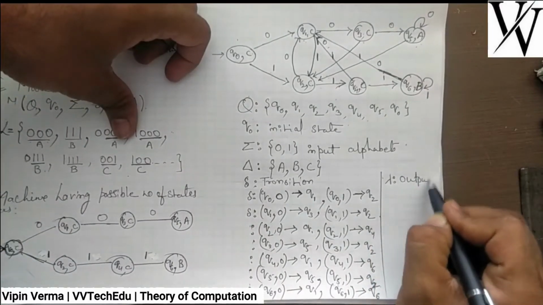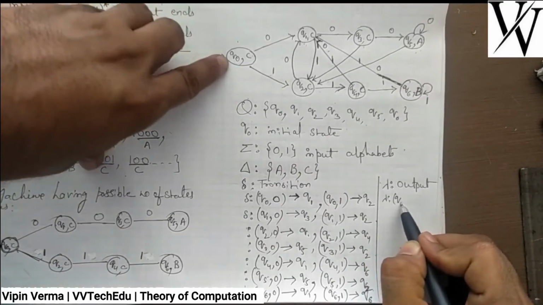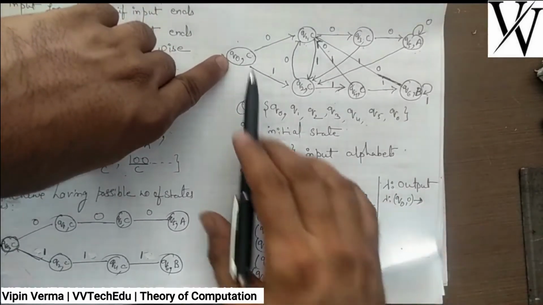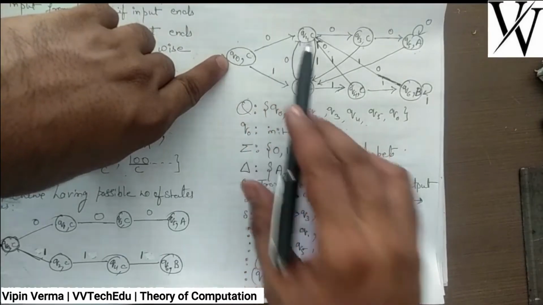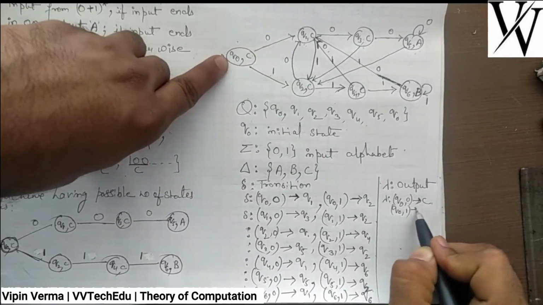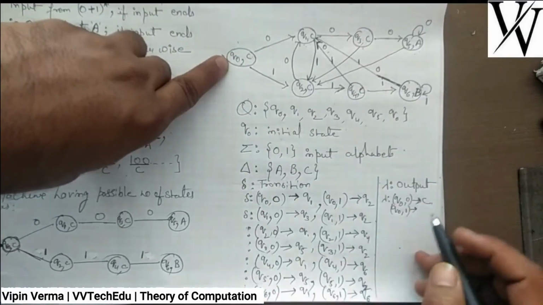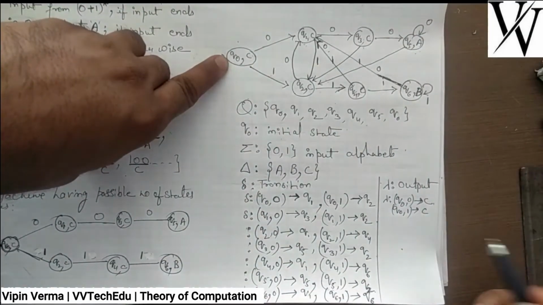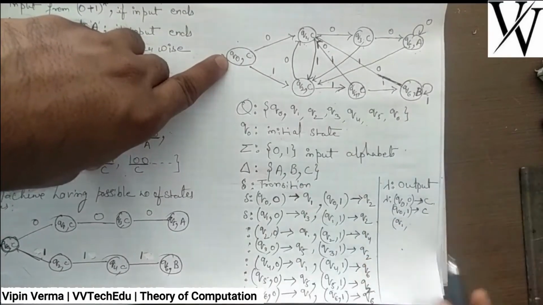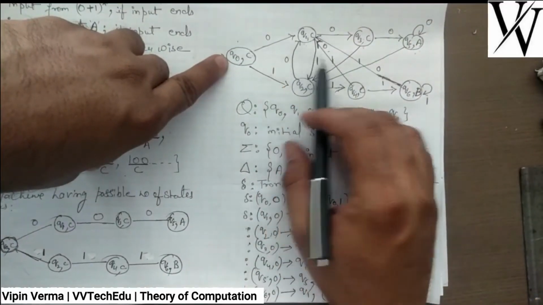Similarly, output function. Now, so you can say Q0 with 0, the output will be C. Q0 with 1, again we are reaching the Q2 state and the output at Q2 state is C, so it will be C. Similarly, we need to write for all the other states. So you can easily with this diagram write the output function here.